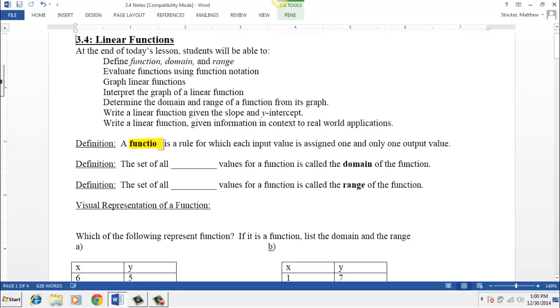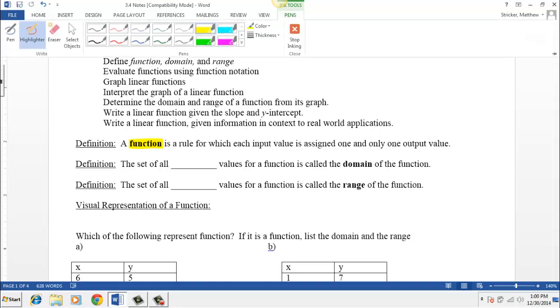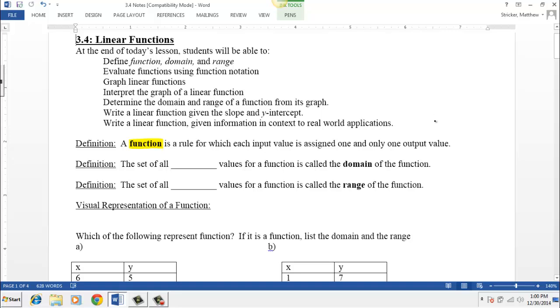First of all, we have a definition of what a function is. A function is a rule for which each input value is assigned one and only one output value. I like to give different examples at this point. A really good example that everybody can associate with is Social Security numbers. We all know that each person should have only one Social Security number, and so if you were to have your Social Security number as an input, then the output would be the name associated with that Social Security number. So each input can have one and only one output value. In other words, each Social Security number can have one and only one name tied to it.